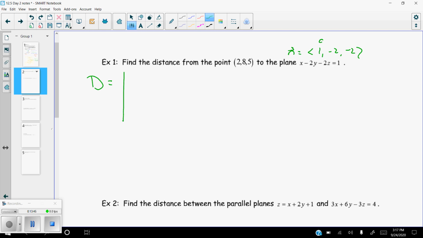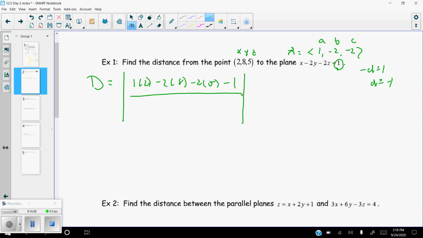So now we have a, b, and c, and obviously this is x, y, and z. So it's ax, so it's going to be 1 times 2, plus by, so really that's going to be minus 2 times 8, plus cz, so it's going to be minus 2 times 5, plus d. Now be careful on this one. D itself is not that. Remember that that represents negative d. So negative d here is 1, which makes d negative 1. So it's really minus 1 on the top there.